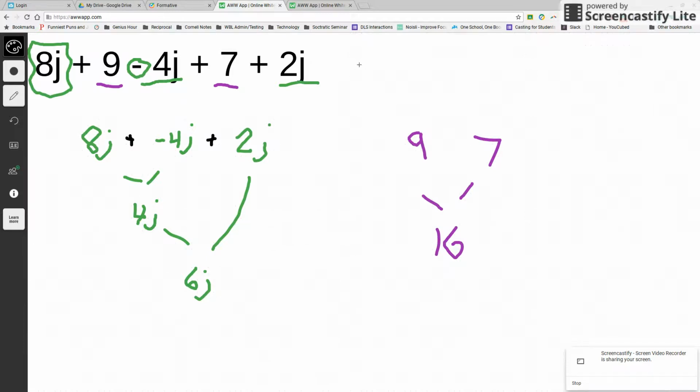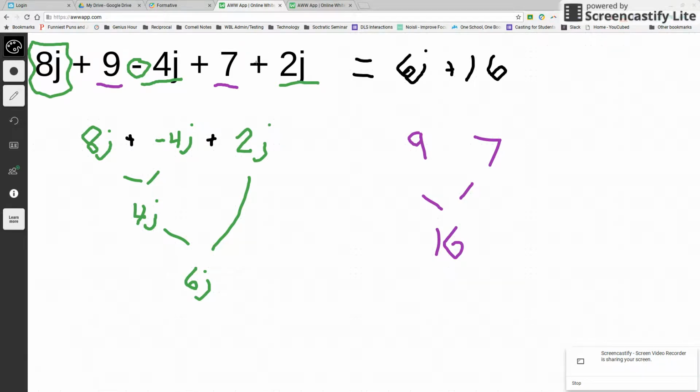So this expression right here is equal to 6j, because that's what we found out. We combined all of the j's together and found out there was really 6j total there. 6j plus 16, because we also had a group of numbers that didn't have a variable attached to it.